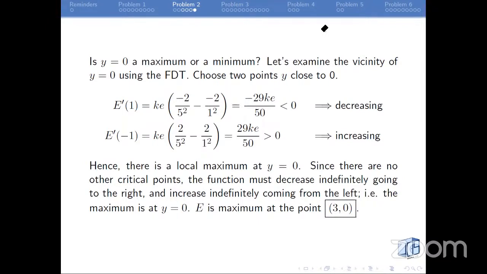Tapos if I remember correctly, f double prime of 1 is less than 0. That means na siya yung relative maximum. So ganun usually yung ginagawa sa SDT. So okay ba sa nagtanong?